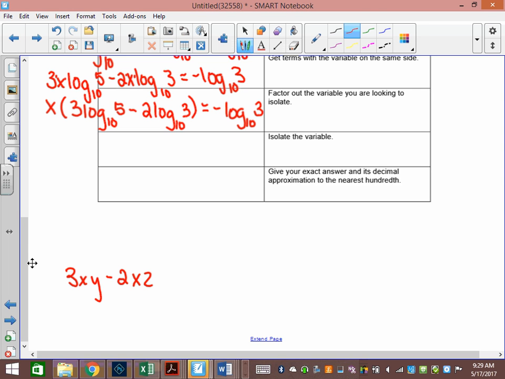Now our x is being what to that bracket? What operation? Multiplying. So I want to get that bracket of all that loggy stuff to go away. What am I going to have to do? Divide it.